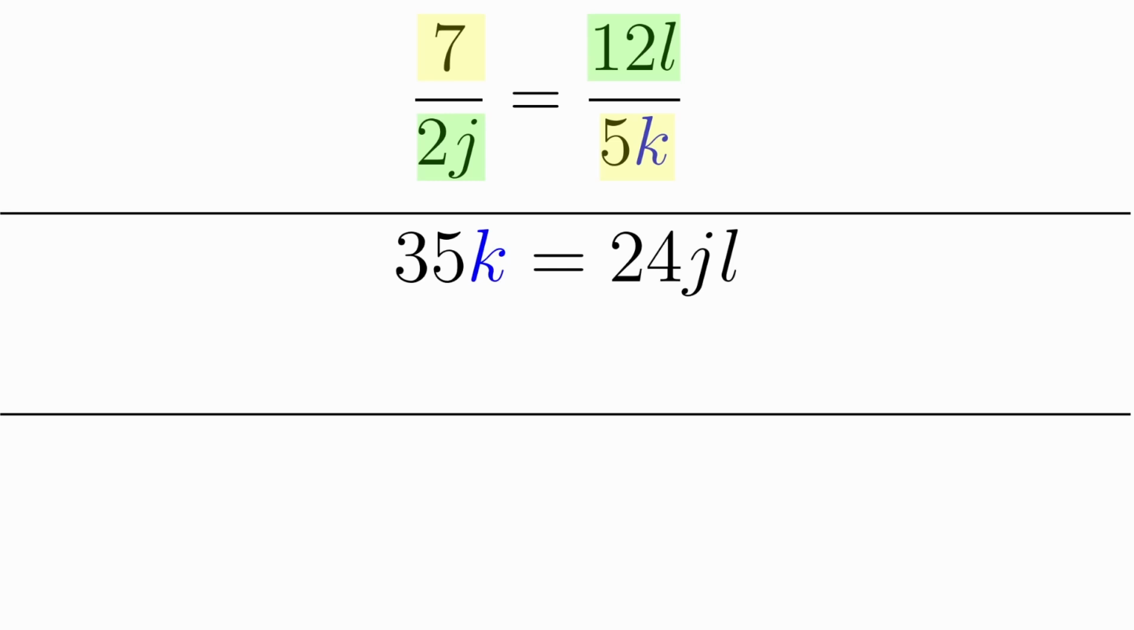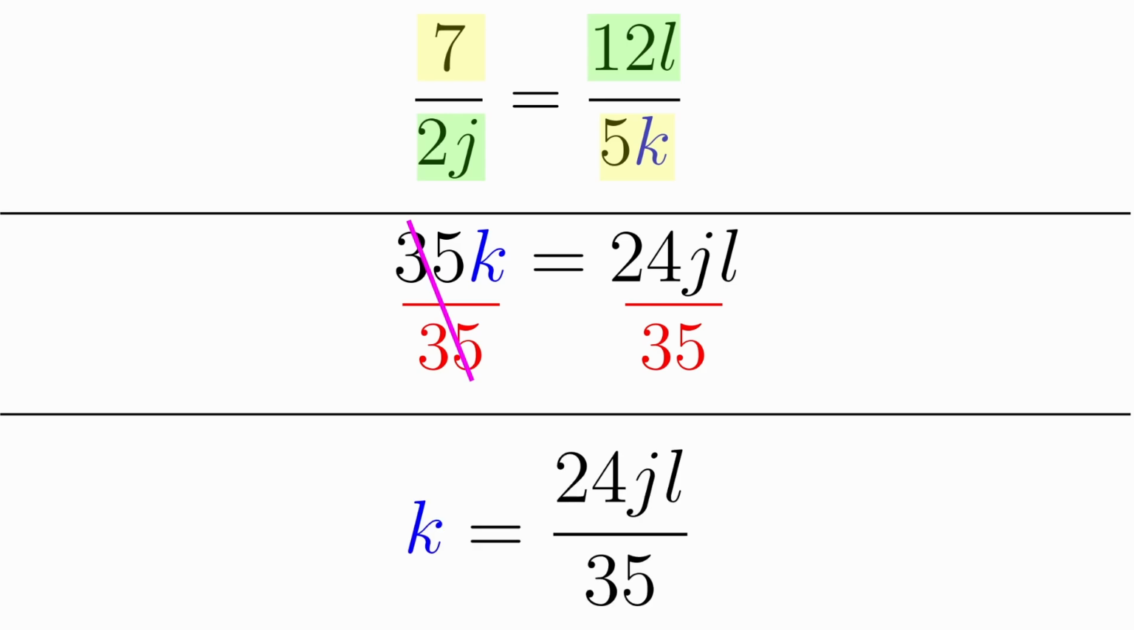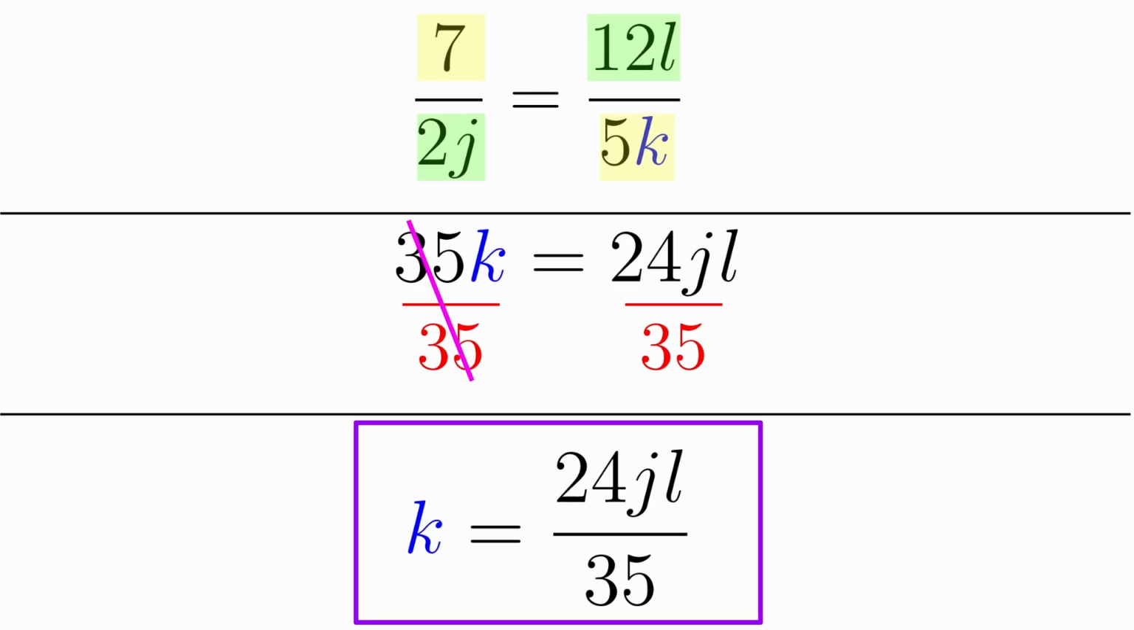24JL. And now I'm just looking where the blue variable is. The only thing that's near him is the 35. It's getting multiplied, so the opposite of multiplication is division. We're going to divide both sides by 35. This 35 on the left here goes away. And we are left with K equals 24JL over 35. And that would perhaps be the answer. Now keep in mind that 24 over 35 cannot be simplified. If this fraction could be simplified further, you'd probably have to do that. We just got lucky here.